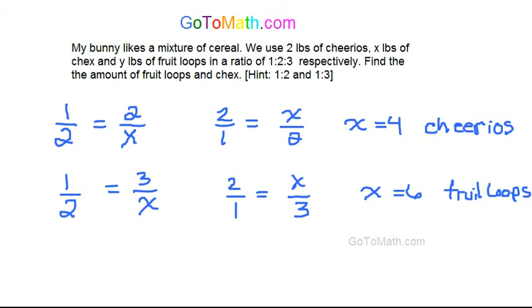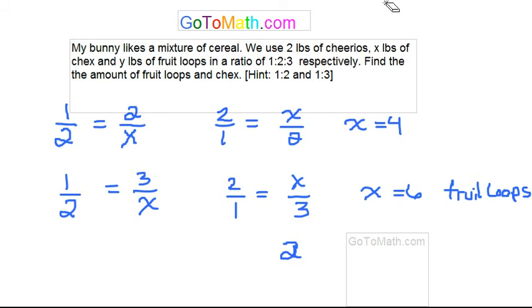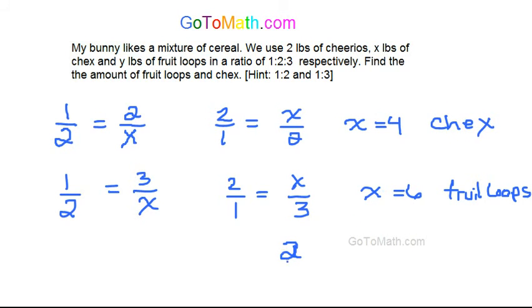See? So we have 2 pounds of Cheerios. Wait a minute. I got that. Oh my God. I think I'm asleep over here at the wheel. Sorry. We got 2 pounds of Cheerios, 4 pounds of Chex, and 6 pounds of Fruit Loops. 2 pounds, 4 pounds, and 6 pounds.